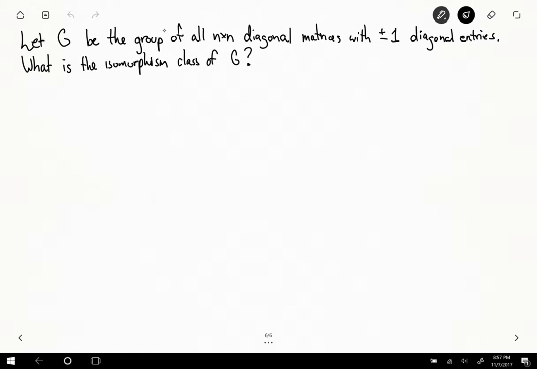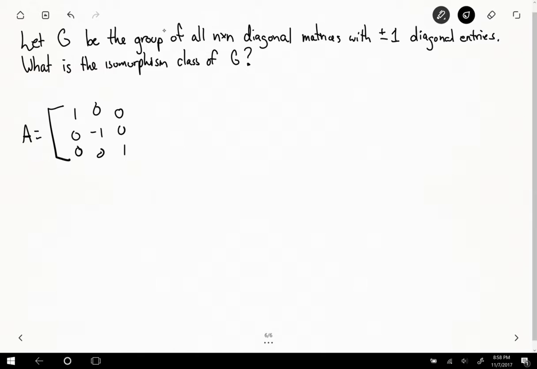All right. Last but certainly not least, let's try and take this and get some of those weird abelian groups that might be sitting out there, and show that this is going to work out for us. So in terms of what's happening here, let G be the group of all n by n diagonal matrices with plus or minus 1 diagonal entries. So first off, let me show you what we mean. Let A equal 1, negative 1, positive 1, and then 0, 0, 0.